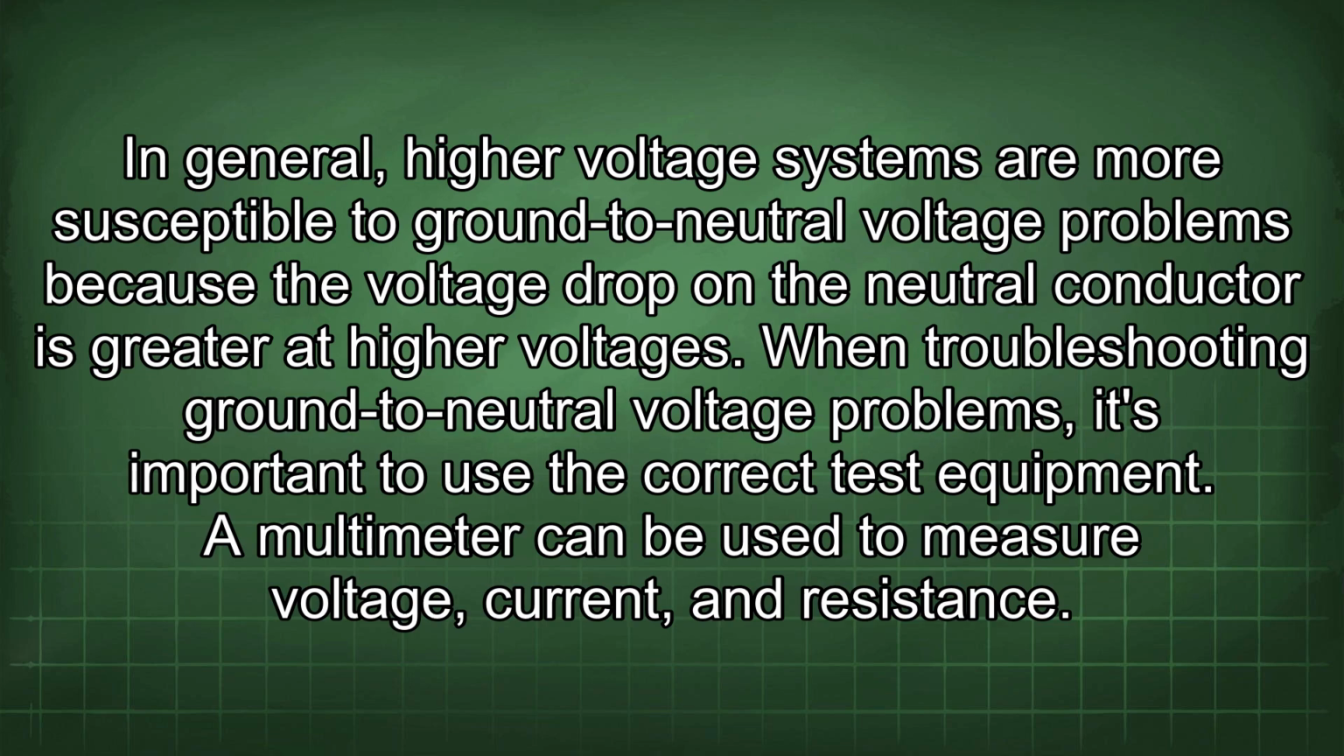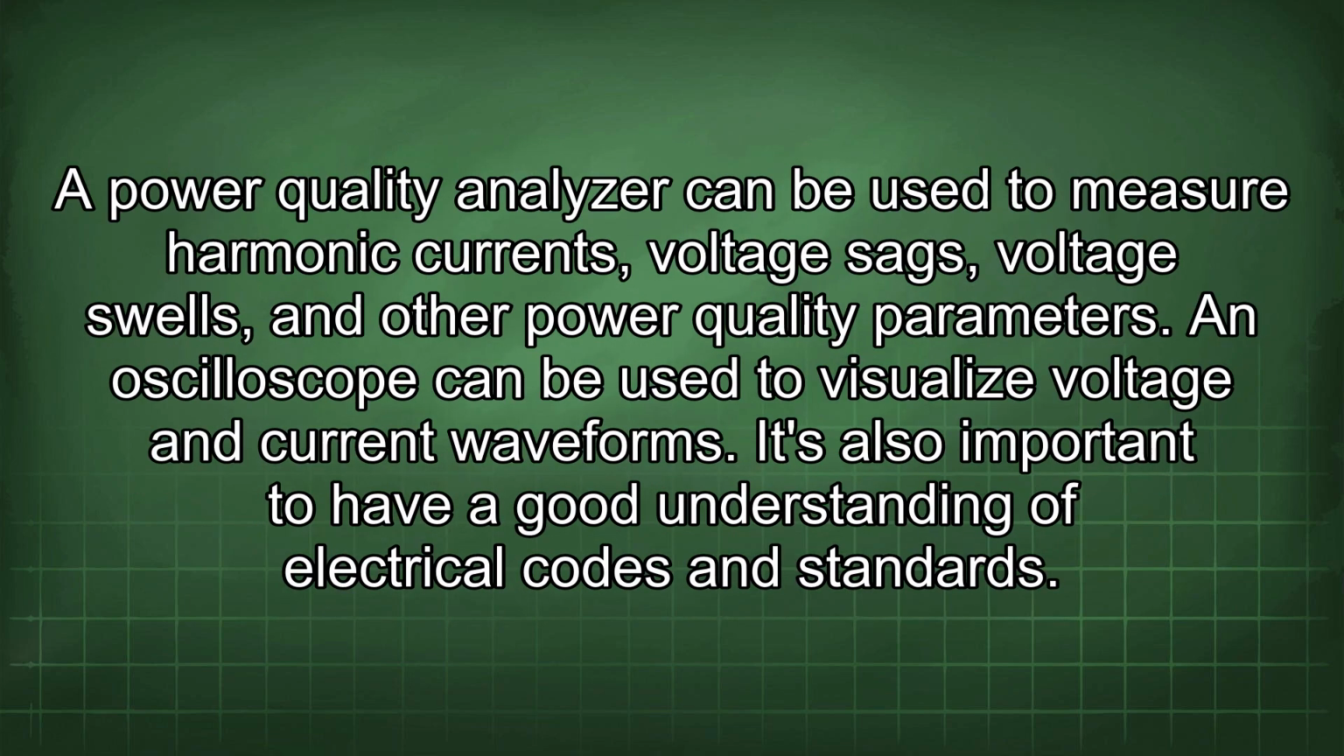A multimeter can be used to measure voltage, current, and resistance. A power quality analyzer can be used to measure harmonic currents, voltage sags, voltage swells, and other power quality parameters. An oscilloscope can be used to visualize voltage and current waveforms.